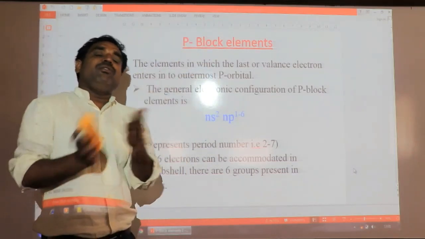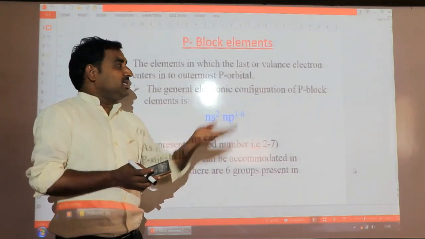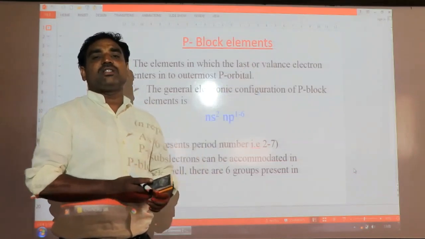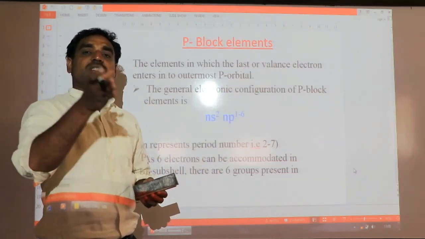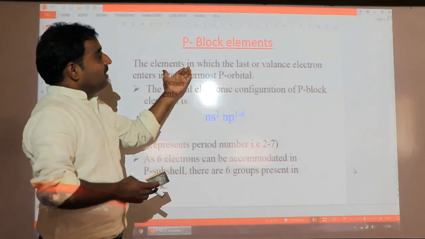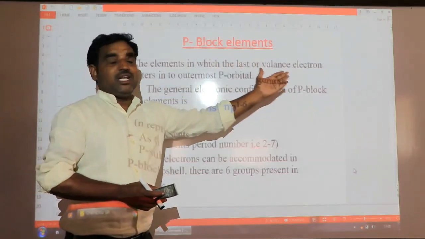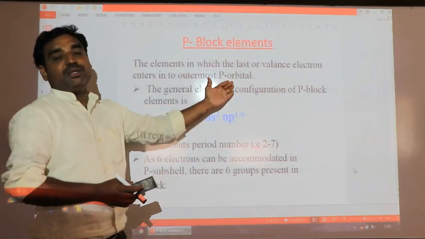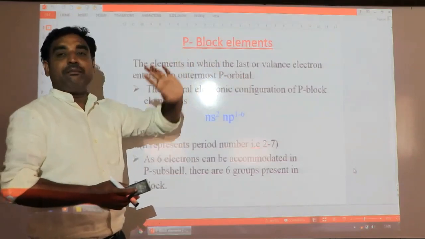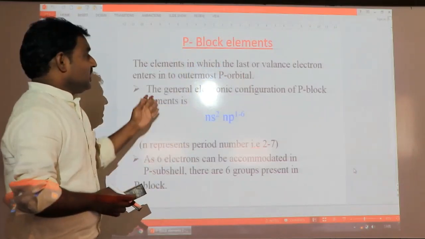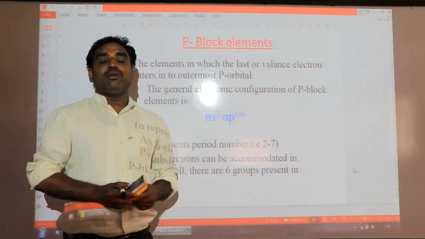Same definition we were discussing in S block elements. That is, the last valency electron is present in the S subshell, those are called S block elements. Here the last electron or valency electron is present in the P orbital or P subshell. That is called a P block element. The general electronic configuration of the P block element.